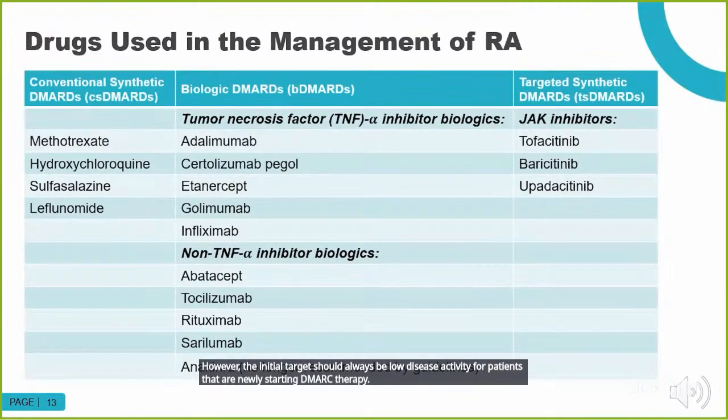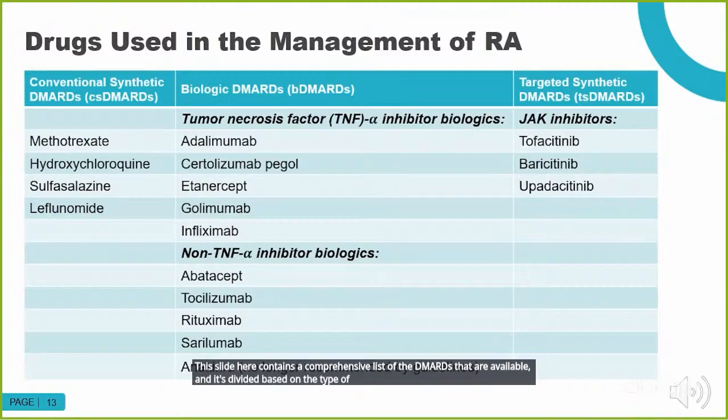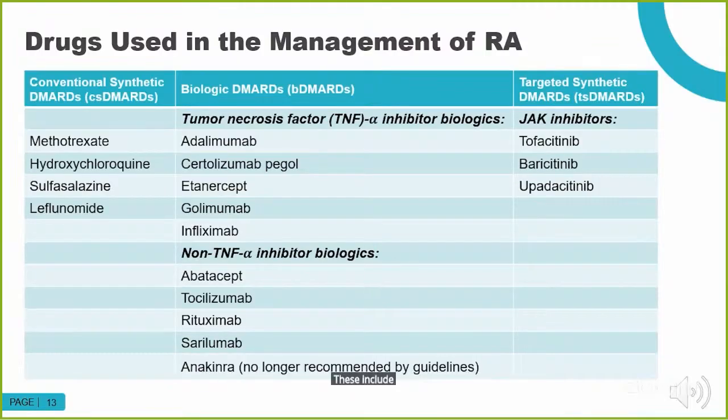This slide here contains a comprehensive list of the DMARDs that are available, and it's divided based on the type of DMARD. So the left-hand column is our oldest DMARDs, conventional synthetic DMARDs. These include medications such as methotrexate, hydroxychloroquine, sulfasalazine, and leflunomide.